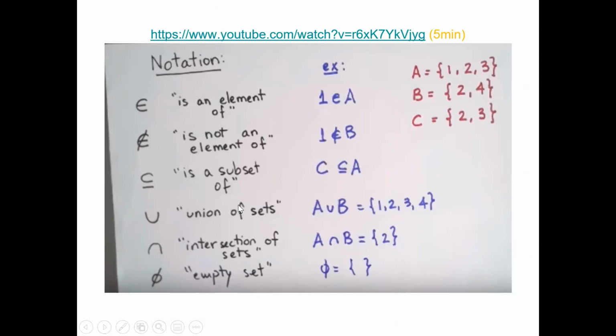I have a video right here that is going to be on different types of notation. This is an element of. This is not an element of, which essentially means that if it is an element of, whatever number it is, it is inside the set. This means that whatever number I'm talking about is not inside the set. This symbol is a subset of. The U is a union of the sets. This is the intersection of the sets. And this symbol is an empty set.